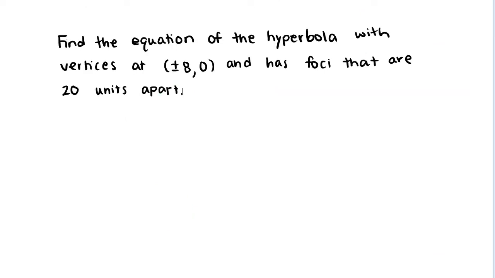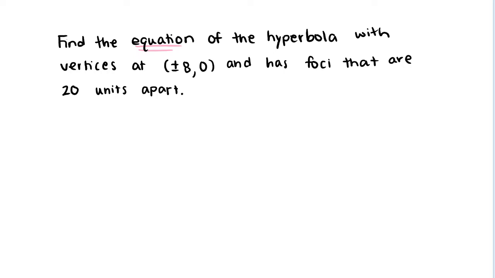So now let's work through a problem where we do the reverse and we start with some information about the hyperbola and then we build an equation for the hyperbola. So here we want to find an equation for the hyperbola with some vertices that are given at 8, 0 and -8, 0. And then we want to also make sure that the foci in this hyperbola are going to be 20 units apart.